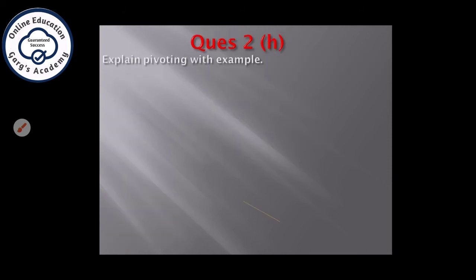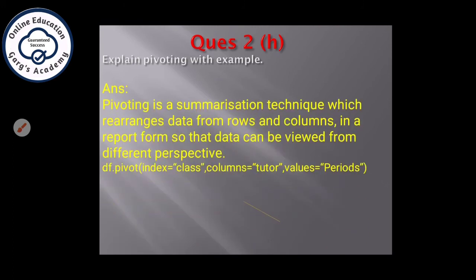Next question, second H part, explain pivoting with example. This is the most confusing question for students, but it's very easy. Let's see. It is a summarization technique which rearranges data from rows and columns in a report form so that data can be viewed from different perspectives. Now see how different perspectives.